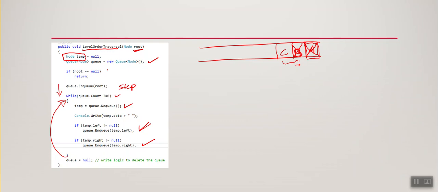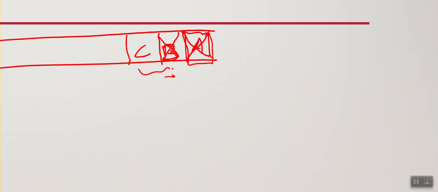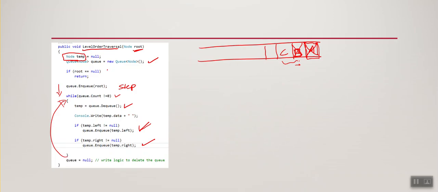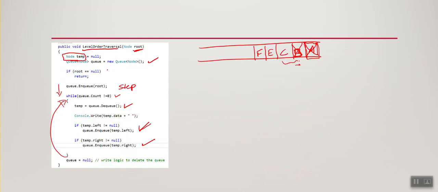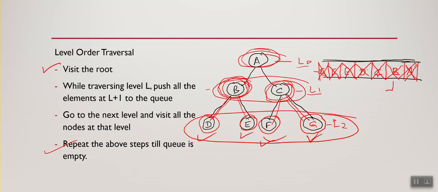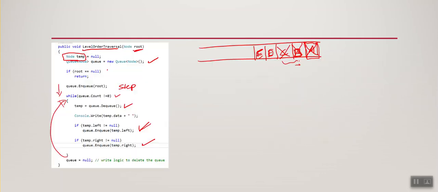and it will try to add the items under it to the queue, that is D and E. Again the same steps will process. Next it will try to take out C and it will add the child nodes of C, F and G, to the queue.